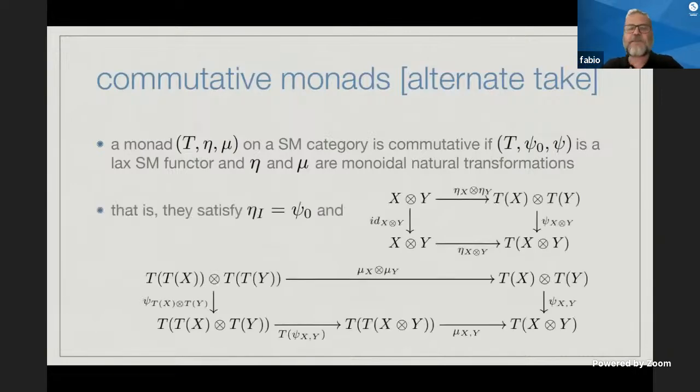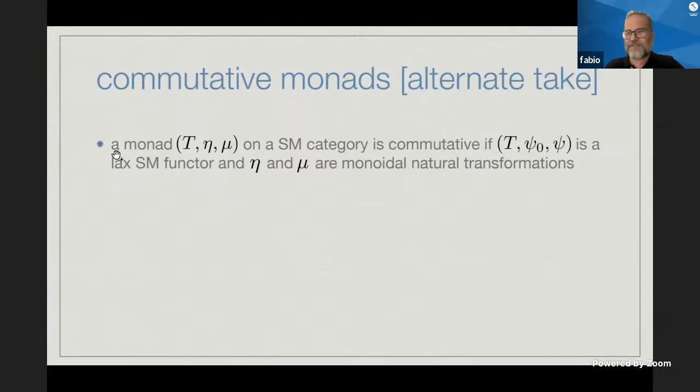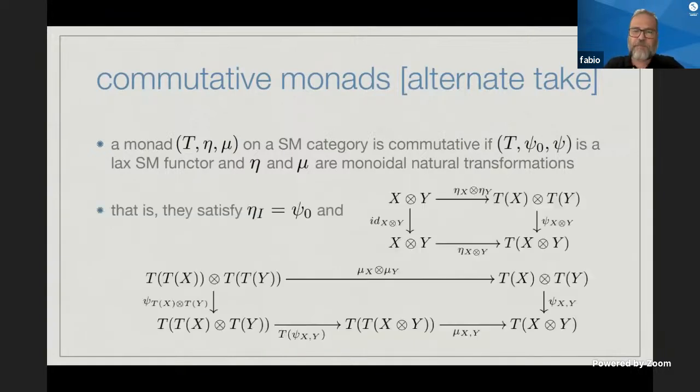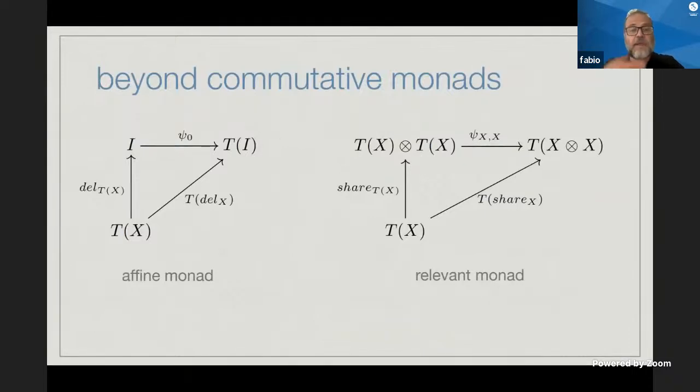Basically, it means that besides naturality and so on, they satisfy this property, that's to say, the unit of the tensor is the structural arrow of the lax symmetric monoidal functor, plus a couple of axioms like this. I'm making them explicit, but the first bit is already enough. Very well. And then, how can I move beyond commutative monads?